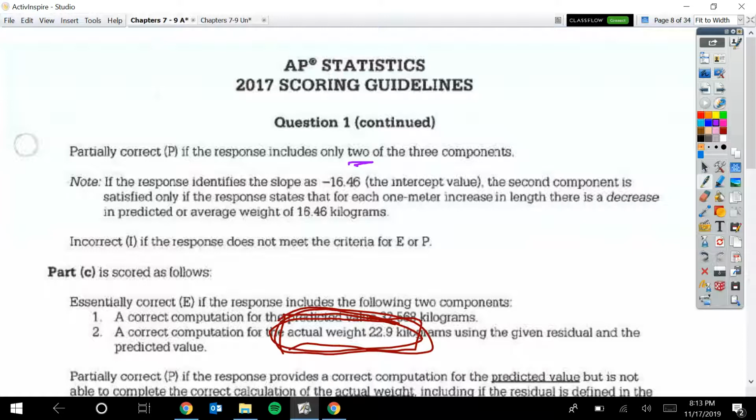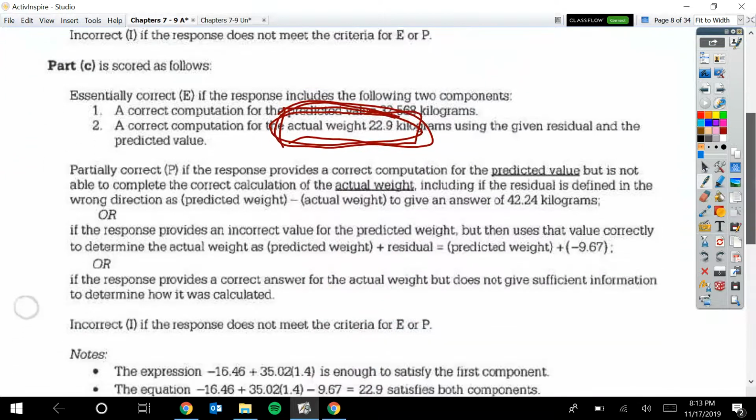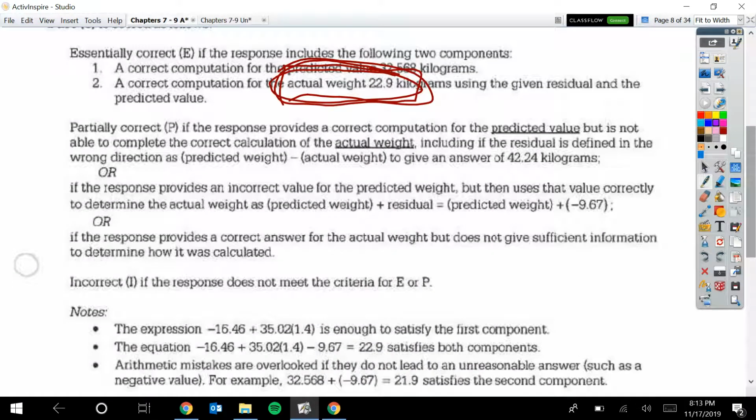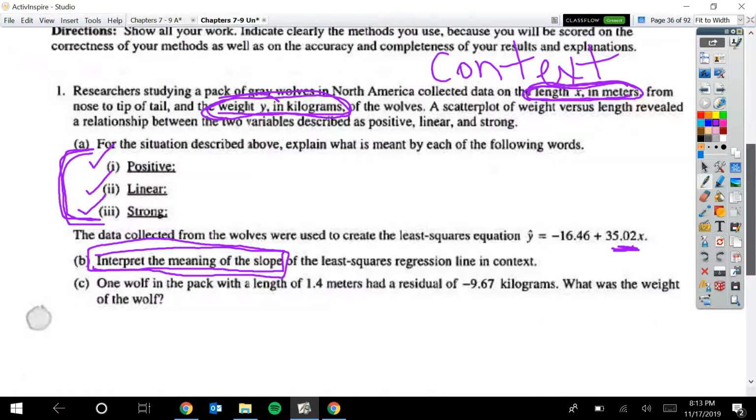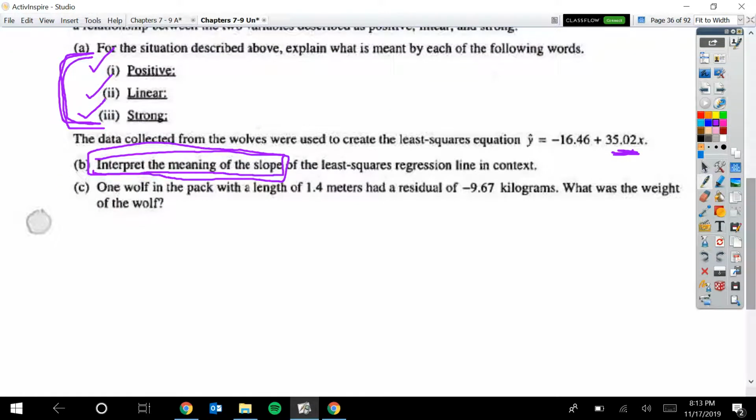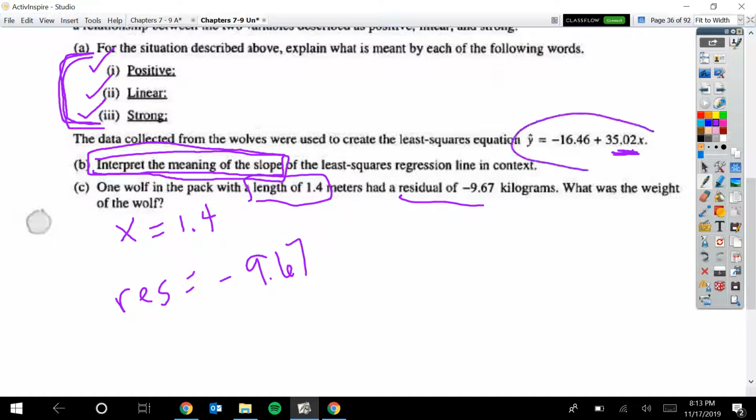Okay, so we'll just go on. We'll just go with that. And then the last question was correct computation given this residual. So take a look at what's happening here. Here's what you would have been expected to do. 1 wolf with a length of 1.4. So that's saying your x is 1.4. Has a residual of negative 9.67.